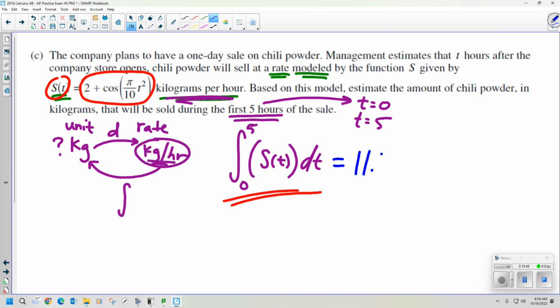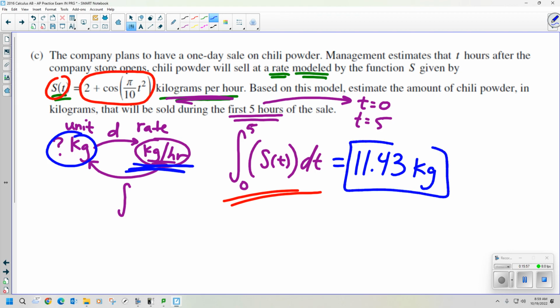That is 11.43 kilograms. Because remember, this is what they want. They gave us this. So my answer's in kilograms. Bam! I like to do some integration, especially when we have that calculator.